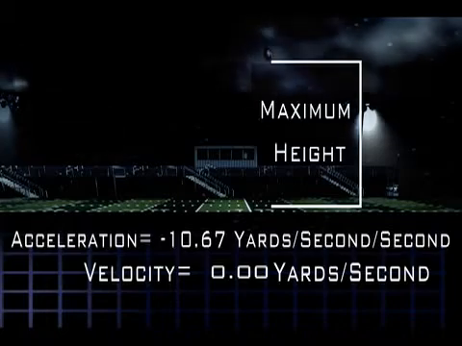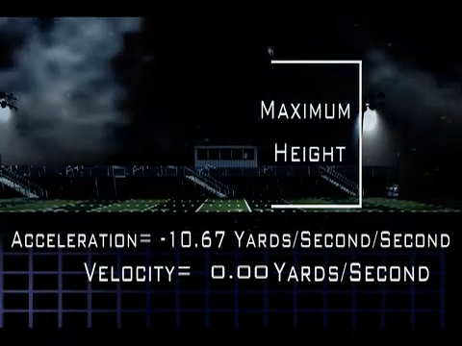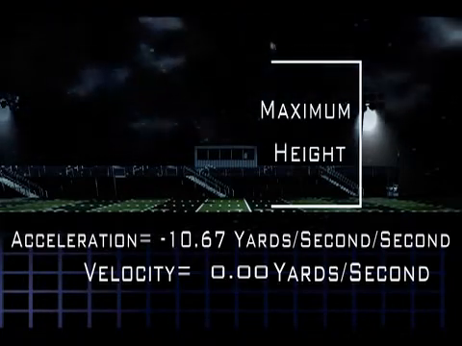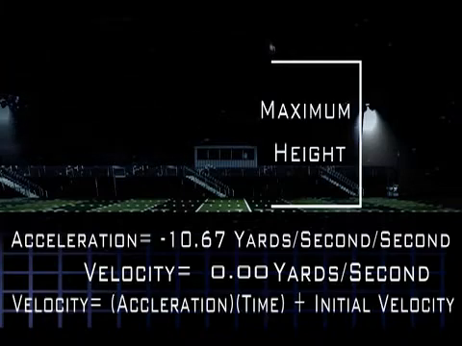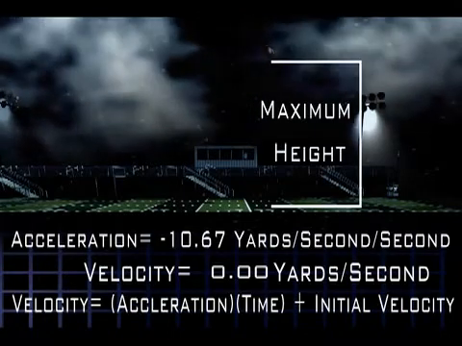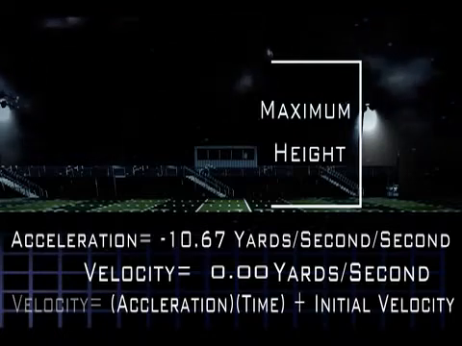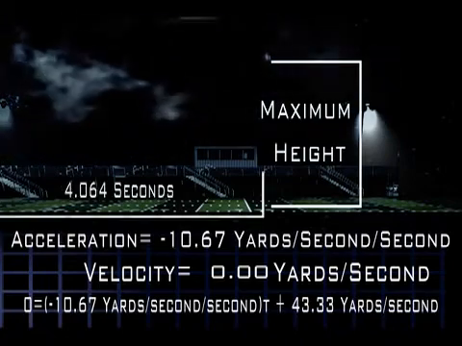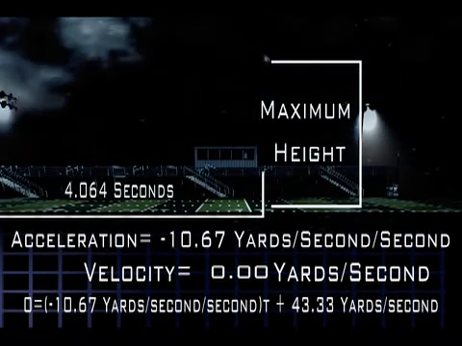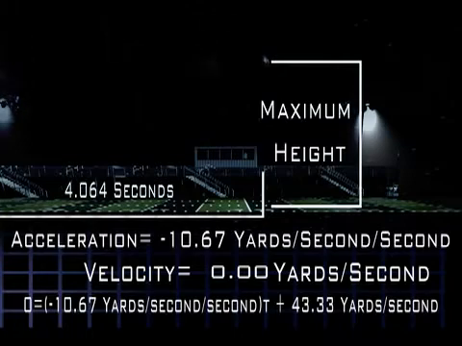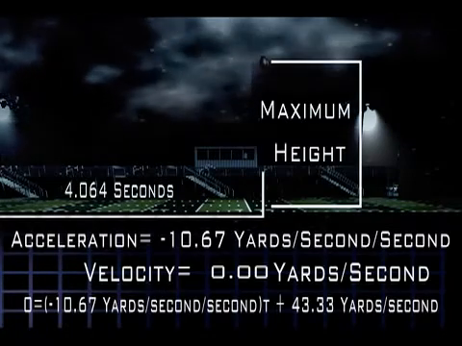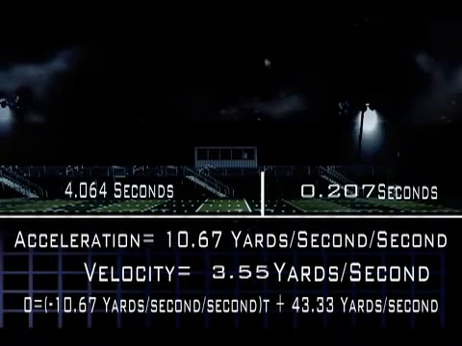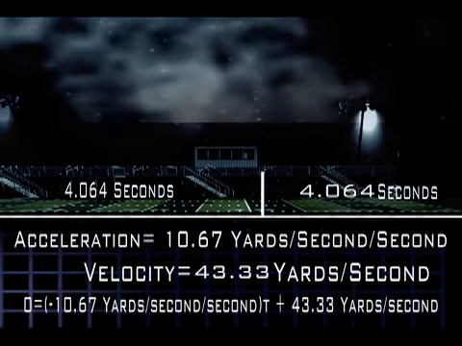In order to find out how long it took the football to reach its maximum height, we must analyze the football's velocity in the vertical direction. Using the equation, velocity is equal to acceleration times time plus the initial velocity, we can find the time it takes the football to reach its maximum height. This time is 4.064 seconds, and since the projectile's motion in this case is symmetrical, we can say that since it takes 4.064 seconds to reach half its height, it will take another 4.064 seconds to complete its flight path.